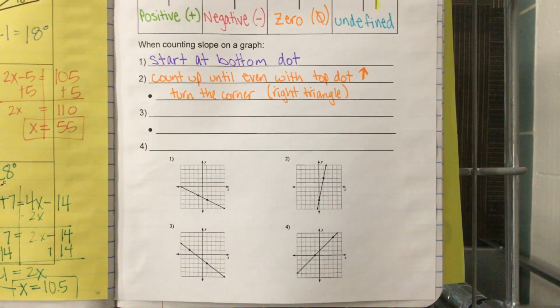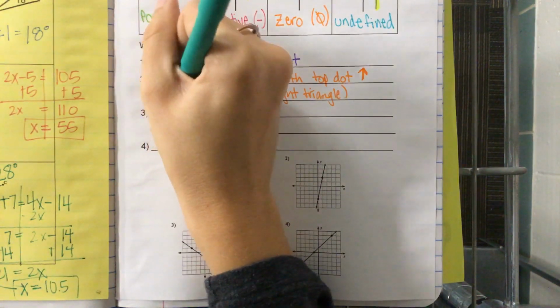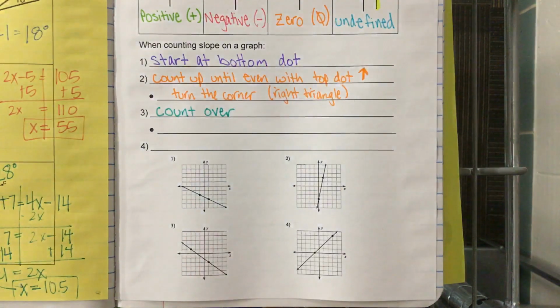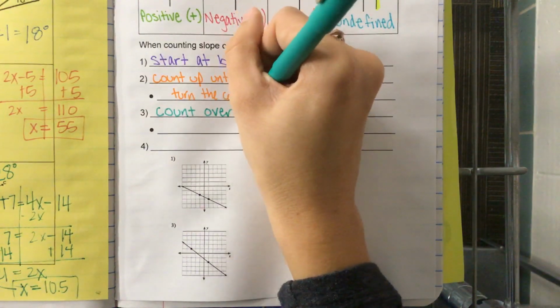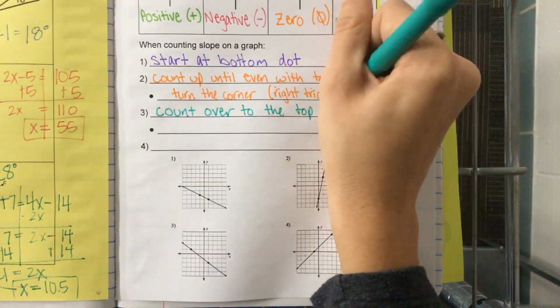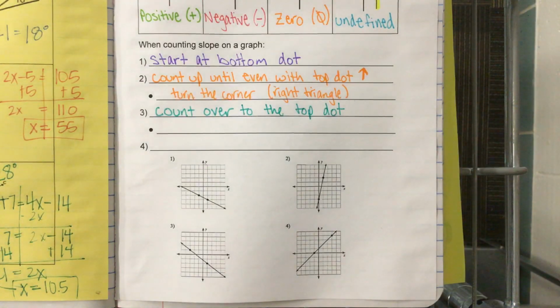So you start at the bottom dot. First you locate that bottom dot and you count up, and you'll draw your line as you count up how many spaces to get to that top dot. And then you'll turn the corner. After you turn the corner, you'll count over to the top dot. So you already counted up and you're even with that top dot, and then you just have to go either left or right.